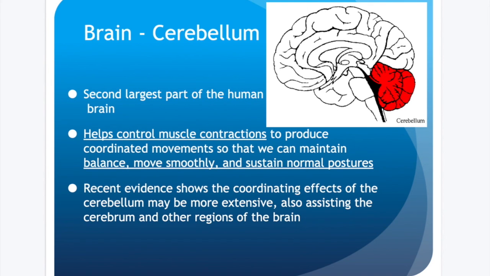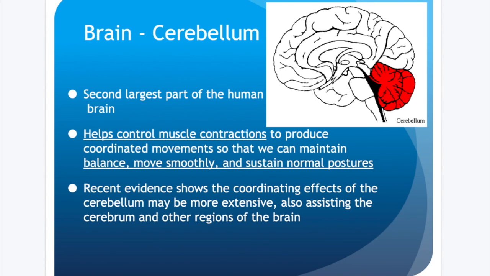Next, if we look at the cerebellum, it's the second largest part of our brain, so you can see it highlighted in red here. It's going to help to control muscle contractions so that our movements are coordinated. With that, we're able to maintain our balance and move smoothly and not be all jerky and uncoordinated. And it's also going to help us to maintain our normal posture.